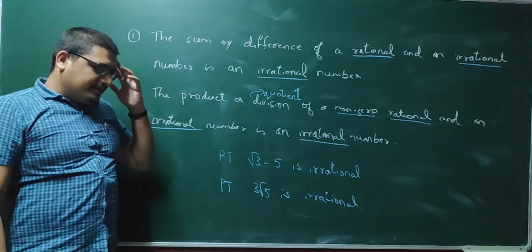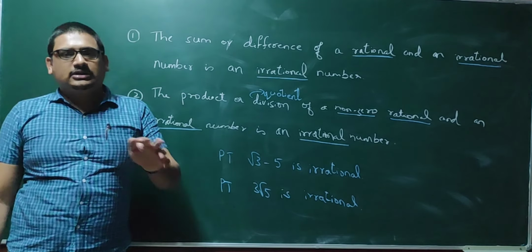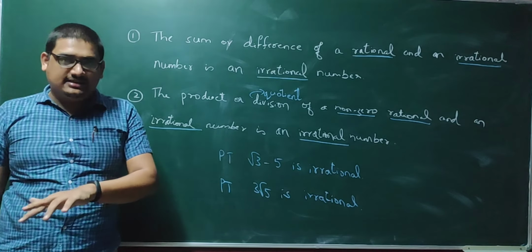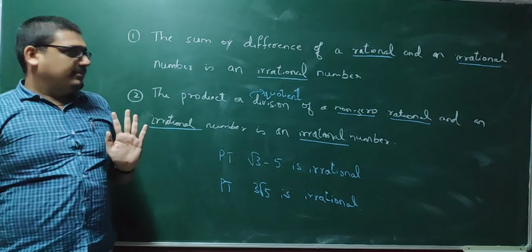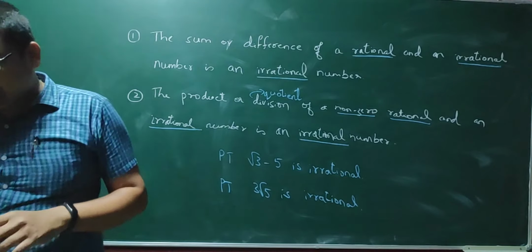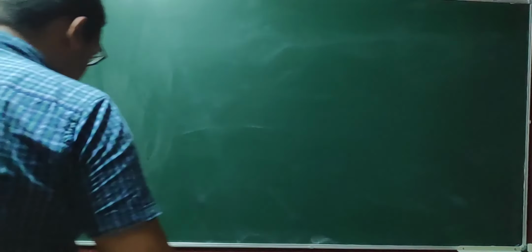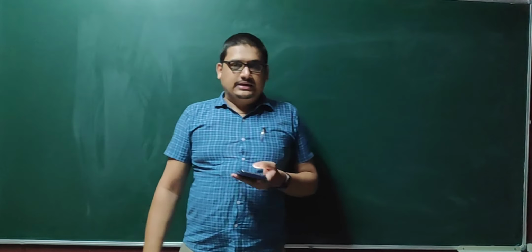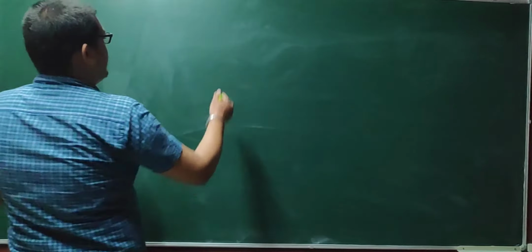So remember, the sum or difference of a rational and irrational number is an irrational number. The product or quotient of a rational number and an irrational number, where both are non-zero, is again an irrational number. Fine? Please note this down. Yes. Now let us take exercise 1.3. Okay. So exercise 1.3.